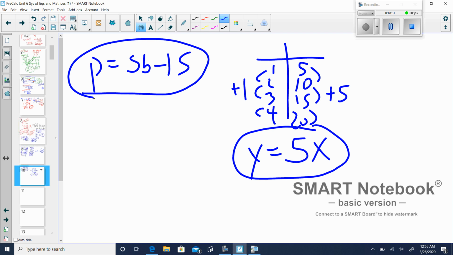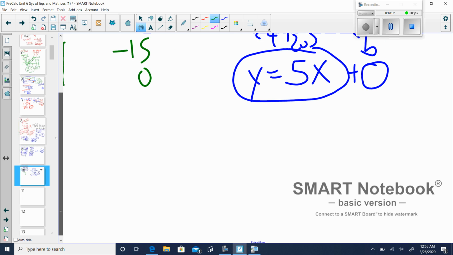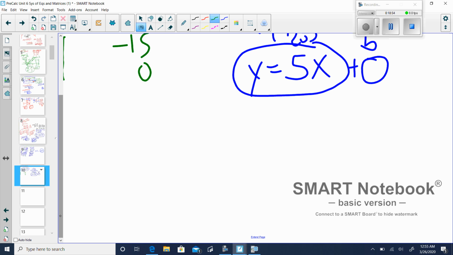Now, what about the y-intercept? If we just have a 5x right here, really that's telling us that our b is equal to 0. When we compare those two, well, 0 is greater than negative 15. What does that mean, though? Practically speaking, what does that mean?